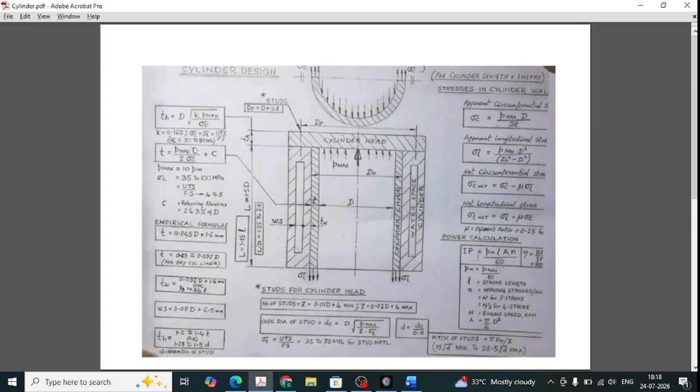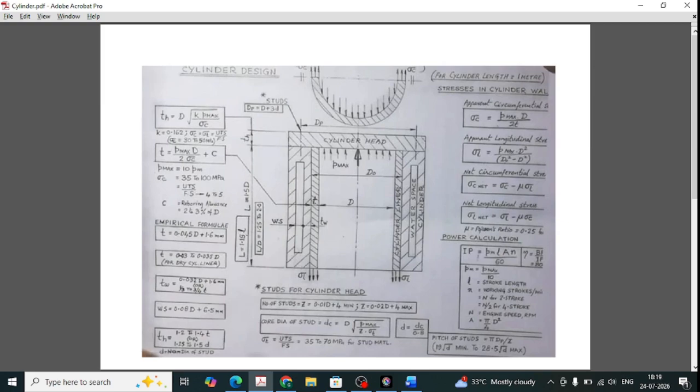Only from this formula we can get the length of the stroke, and using this formula we can find out L is equal to 1.15 into L, length of the stroke. Then using this formula we can find out the length of the cylinder, because apart from the stroke length, we will be having clearance inside the cylinder. That could be calculated using this formula.